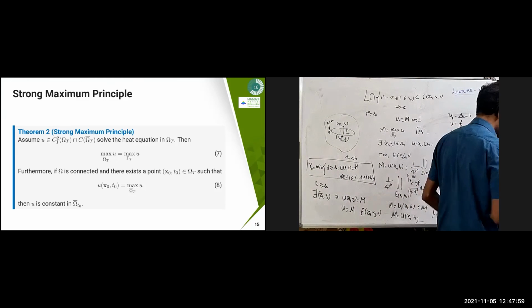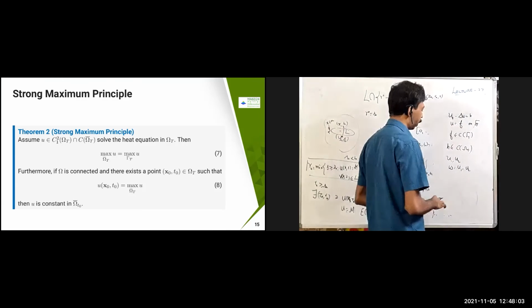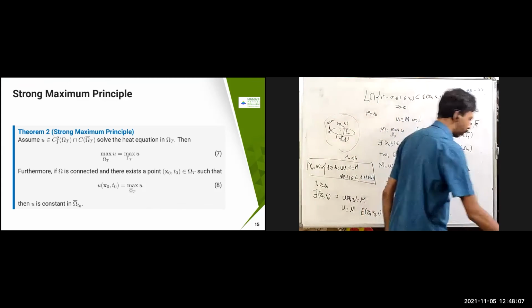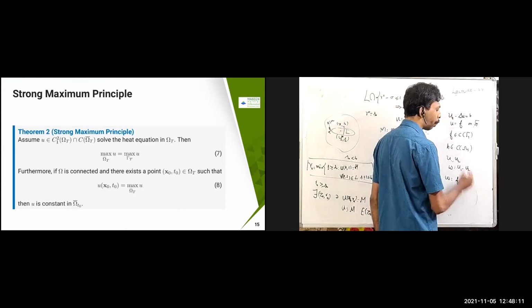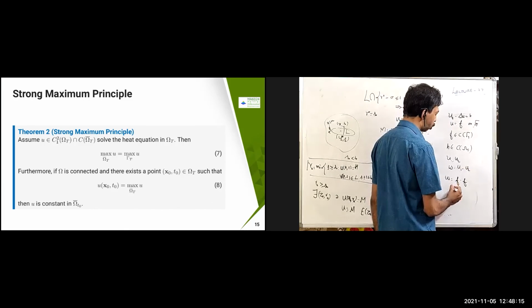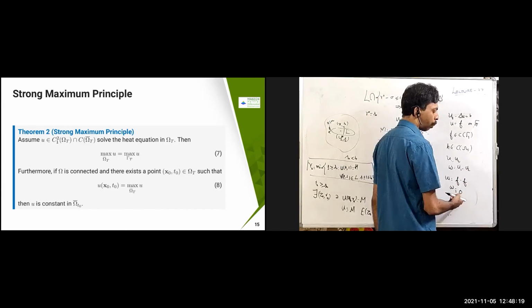So U belongs to this, and on gamma T, U is going to be F. So W is going to become F minus F on gamma T. The maximum is going to be that. Therefore, W is going to become identically 0, because the maximum M is going to be 0 in this case. So W is going to be 0.